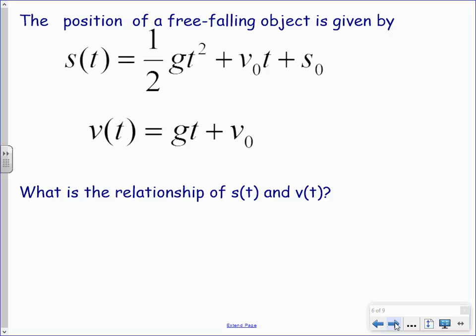Okay, 20-second conversation with your pod. What's the relationship between the position and the velocity function? 1, 2, 3, go.